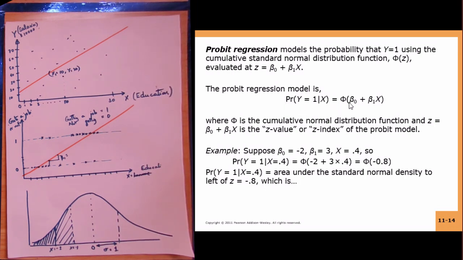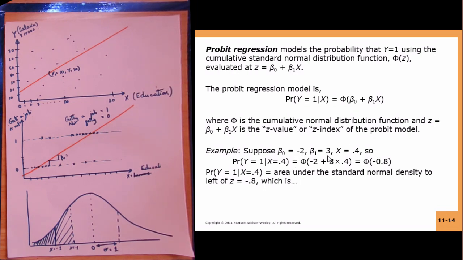Probability y equals 1 given x is phi, where phi stands for the cumulative standard normal distribution function. It transforms this covariate, beta 0 plus beta 1x. And how does it transform it? It uses this cumulative standard normal distribution function. Okay, so beta 0 plus beta 1x is called the z value or the z index of the probit model. So you calculate beta 0 plus beta 1x and you look up the cumulative standard normal distribution table and you find the values of phi for different values of this z index.